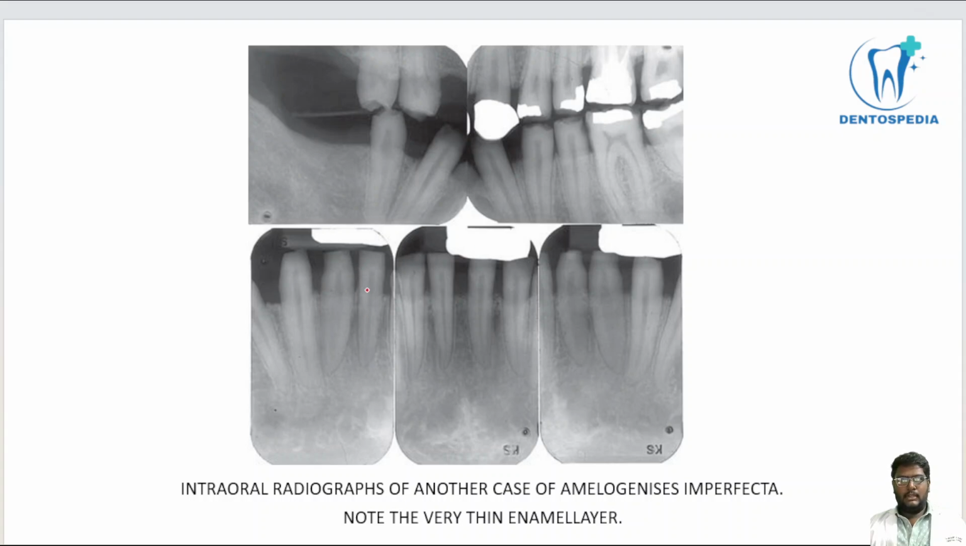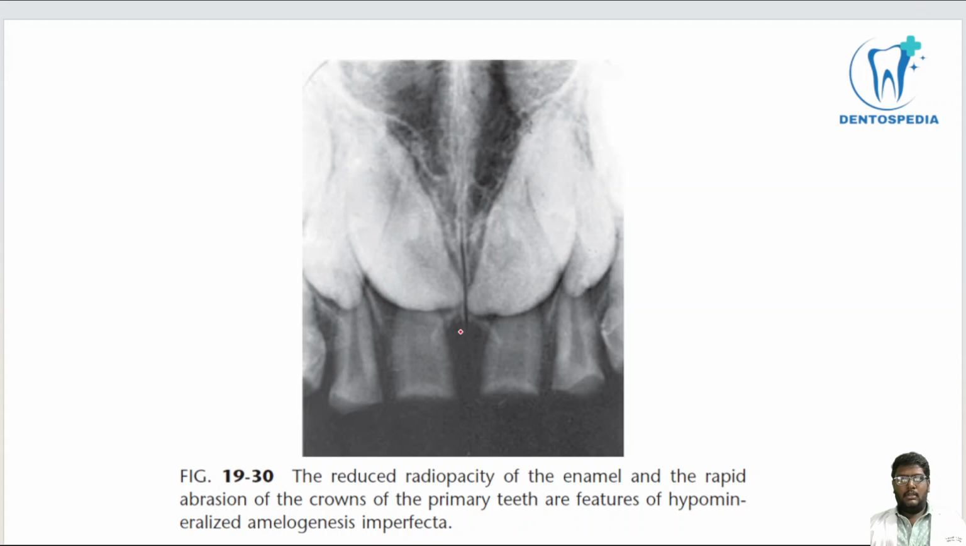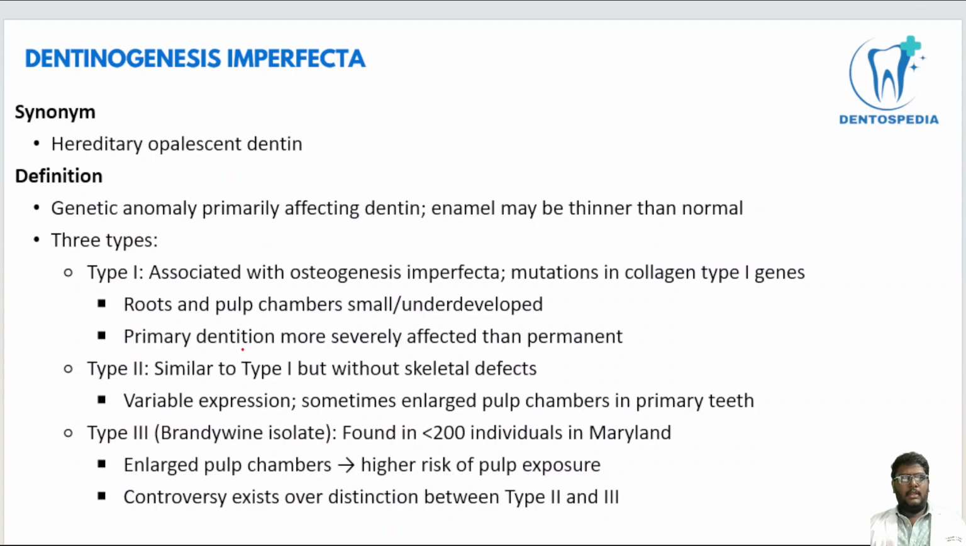Here you can see the interproximal contacts have been lost, and they give the appearance called picket fence appearance, and they are having a thin enamel layer. Here you can see the proximal contacts are straight and thin enamel. And coming to another important anomaly, that is dentinogenesis imperfecta, also called hereditary opalescent dentin.